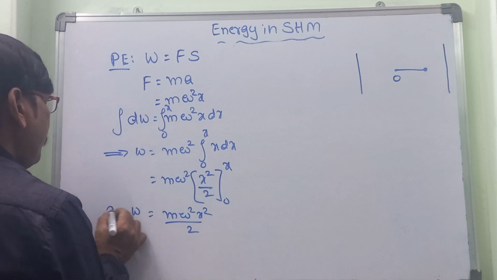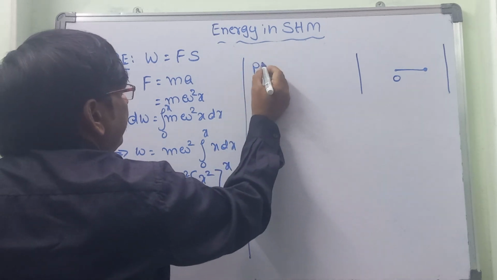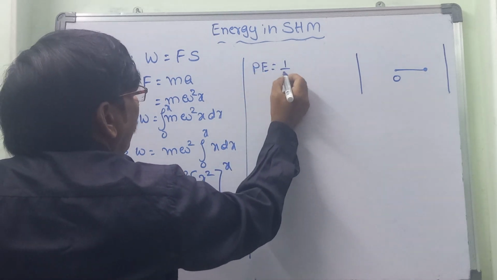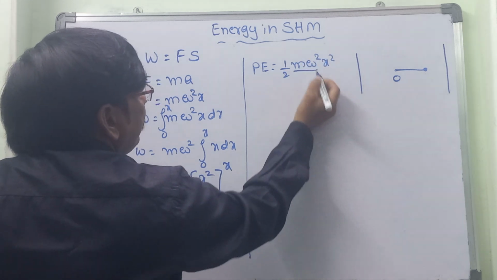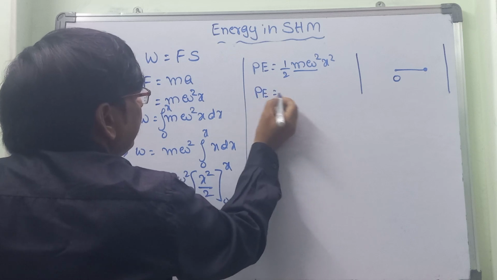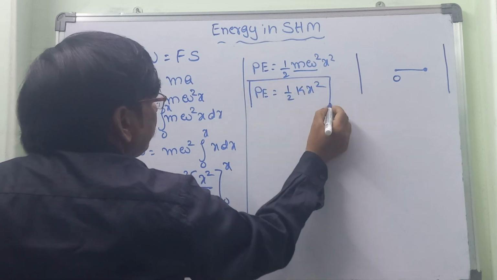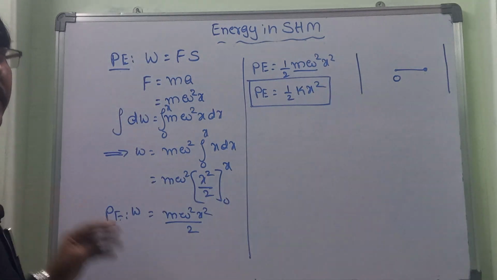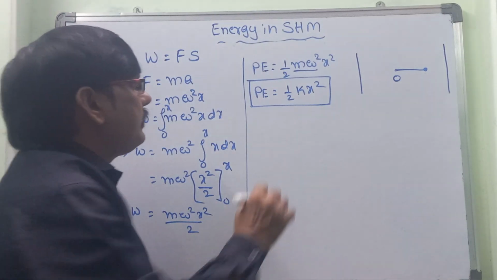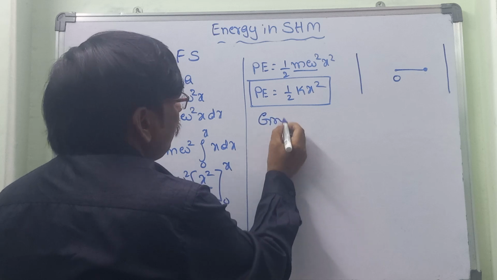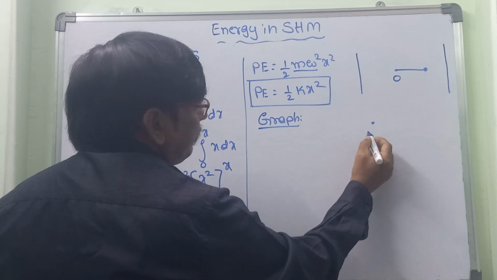This is nothing but potential energy. So what expression did we get for potential energy? Potential energy is equal to half m omega square x square. Since m omega square can be considered as k, potential energy P is equal to half k x square. This is the expression for potential energy. Now let us take a graph for this. Again, this is the mean position.